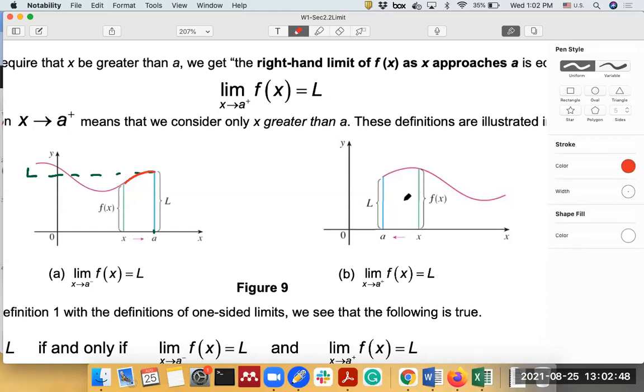And similarly, if x goes from the right side of a, then f of x will follow this path and approach this value right here. Okay.